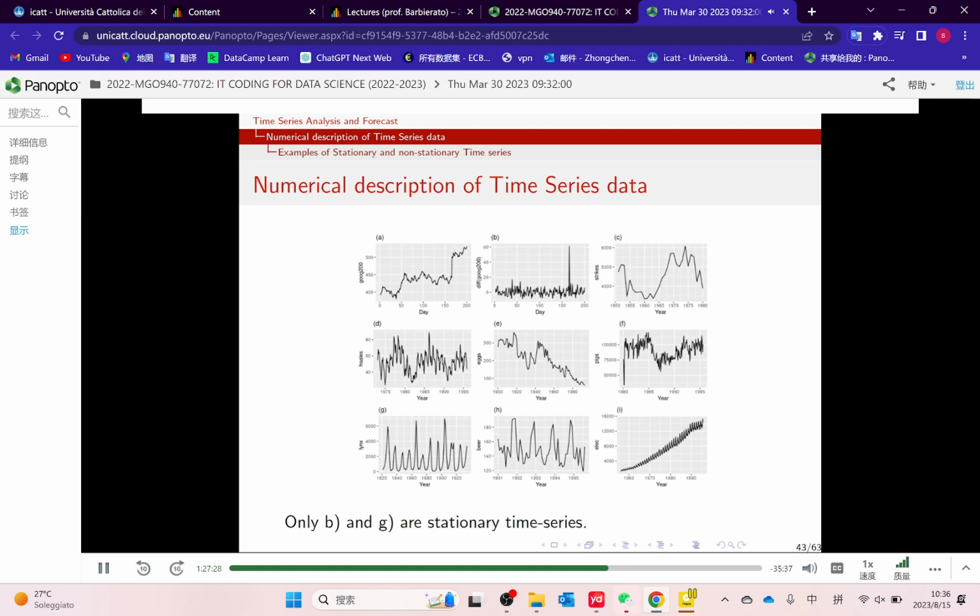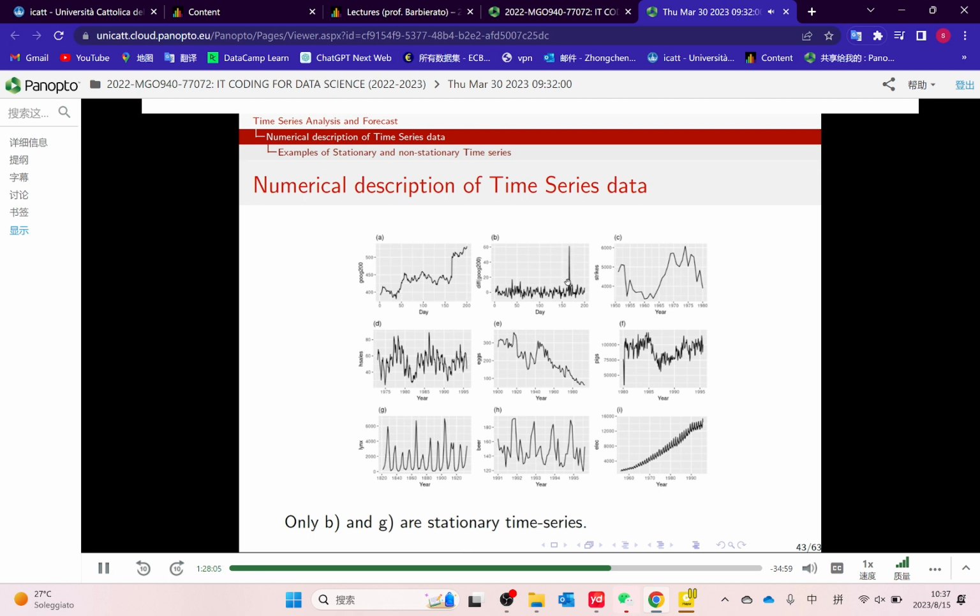Now, here you have different examples. And by applying a visual inspection, you should theoretically understand if the time series is stationary or not. Well, there are some rules of thumb to decide if your time series is stationary or not. In the first place, you cannot have a trend. You cannot have seasonality.